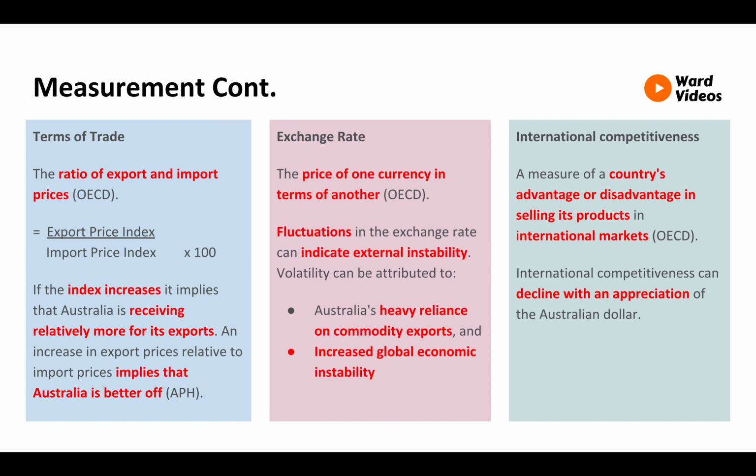The final measure of external stability is international competitiveness. The OECD defines this as a measure of a country's advantage or disadvantage in selling its products in international markets. International competitiveness can decline with an appreciation of the Australian dollar because our exports are now more expensive to foreign markets and thus exports decrease.